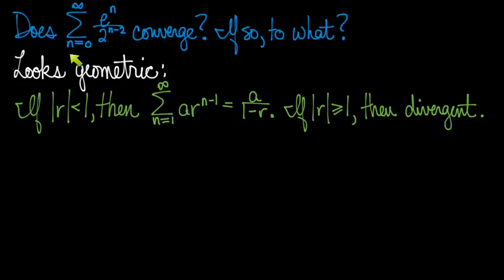Here the n starts with 0. So I still think it looks geometric, but it's not really in the right form for me to determine whether it's convergent or not, or even find the limit. So what I need to do is some algebra to the expression for this series so that it looks right, so that I can apply the theorem successfully.